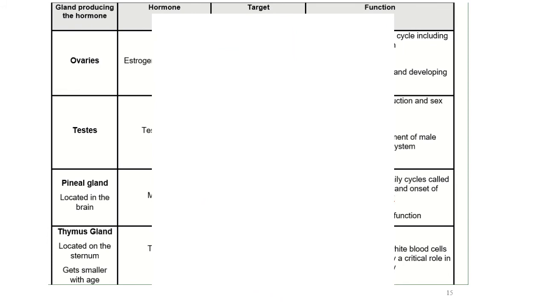You should now be on page 147 of the PowerPoint packet. This is the last set of hormones and glands, their target tissues and functions. So let's begin with our discussion of the ovaries.